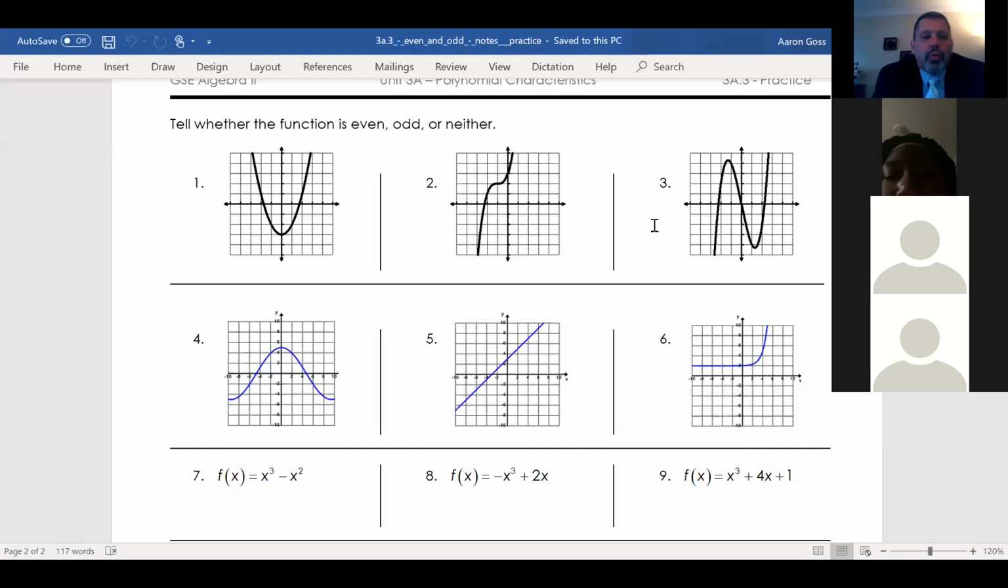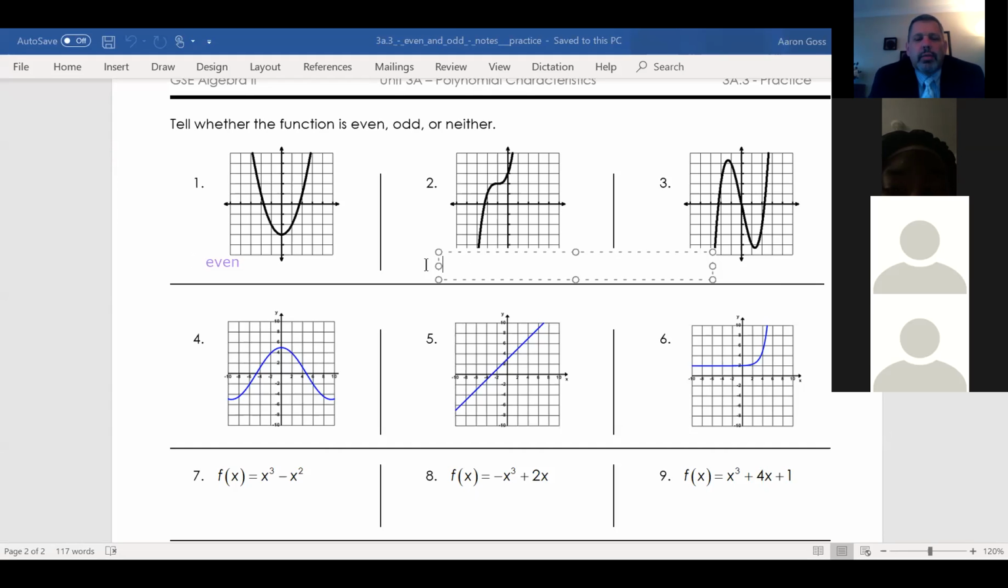All right, number 1, odd, even, or neither. If it's even, I can fold it hot dog style. If it's odd, I can rotate it 180 degrees and it goes through the origin. If it doesn't work for any of those, then it's neither. Even. Yep, number 1 is even. Very good. Who said that? Christian. Good job, Christian.